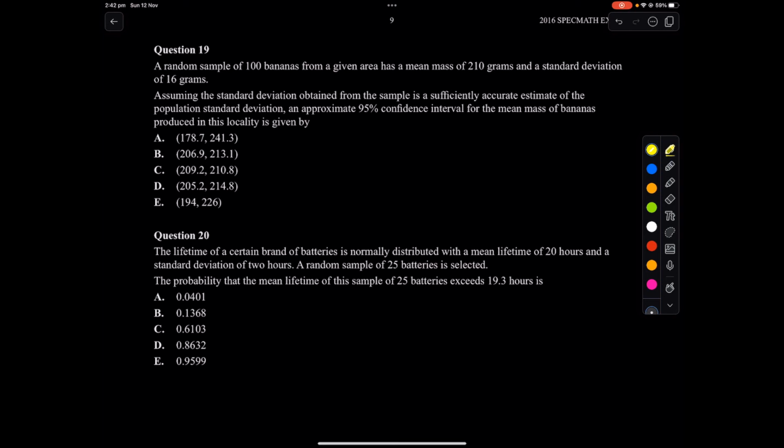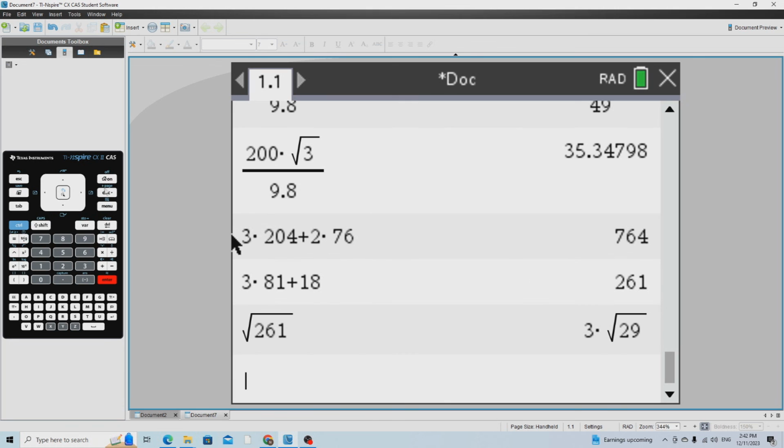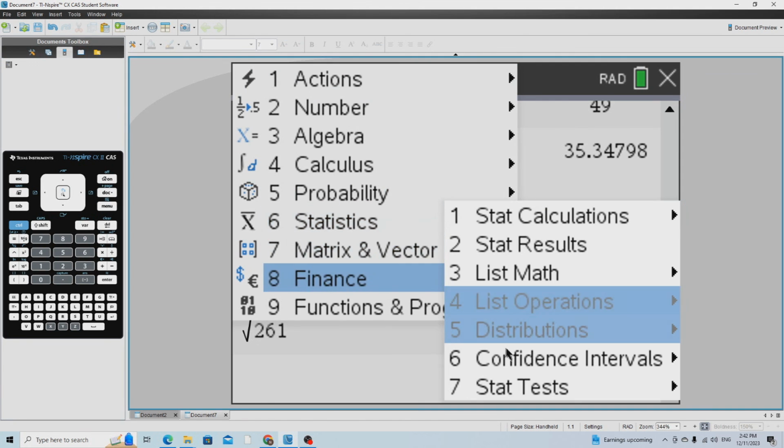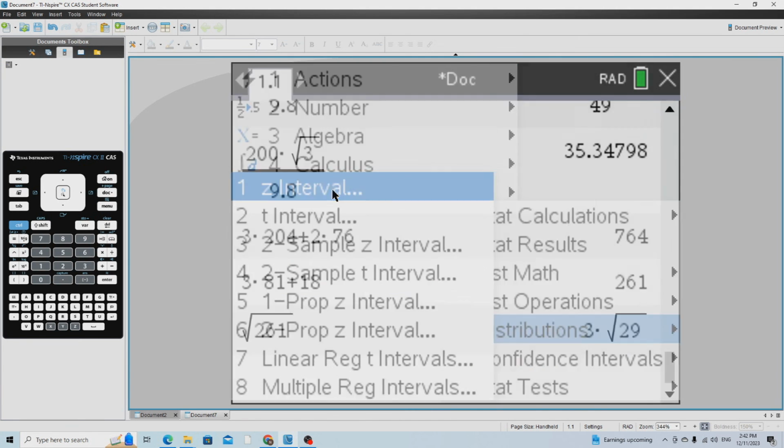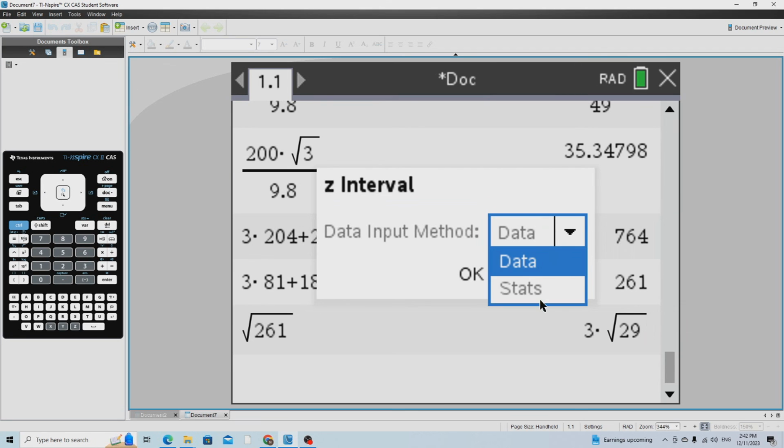So we know that your sample mean is just 210. We know that there are 100 bananas, so your n value is 100, and your standard deviation, your S value, is just 16. Is that right? Yeah, and we just need to find 95%. So go on your calculator, go on menu, statistics, confidence intervals, and go to Z interval, and change data to stats.